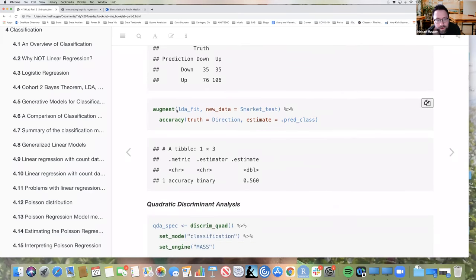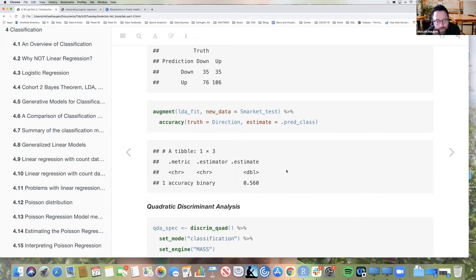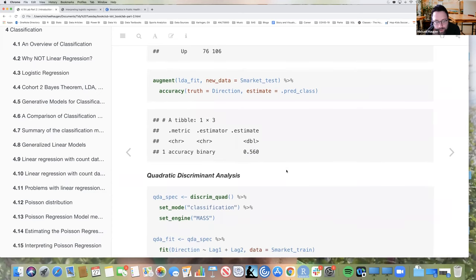And then you've got your augment into your accuracy function, which gives us this, which I believe is basically the error rate. And 0.560 is like 56%, maybe not quite what we're looking for, but we'll see. We'll compare that with the others here.